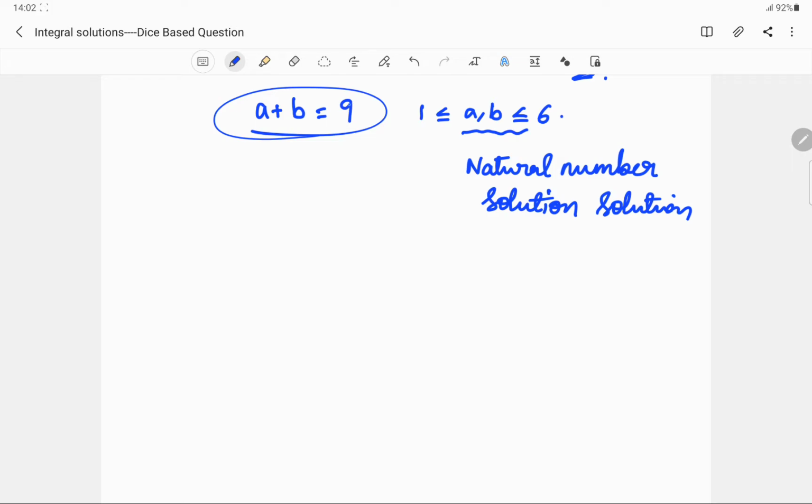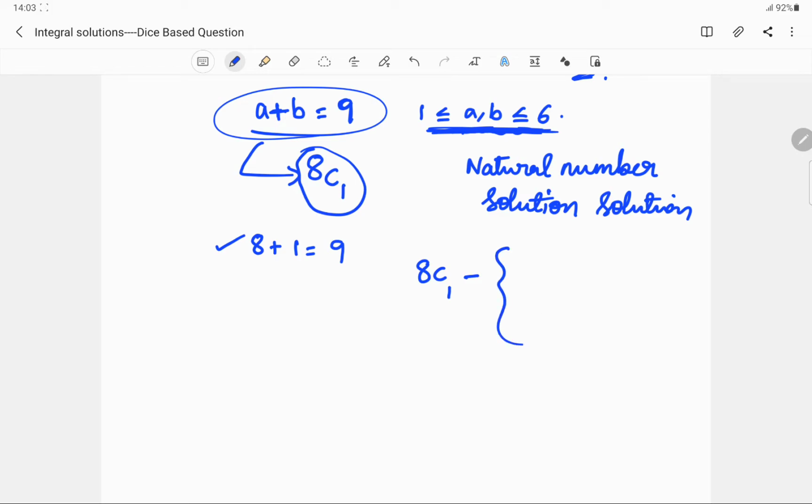So here it is 9. There will be 8 gaps. Out of 8 gaps I will select 1 because there are 2 variables, so I will have to select 1 gap. This will give me the total number of integral solutions to this equation, provided a and b are lying from 1 to 6. And moreover, the problem with this solution is that 8 plus 1 equal to 9 is also included, but our condition says that a and b should lie between 1 and 6.